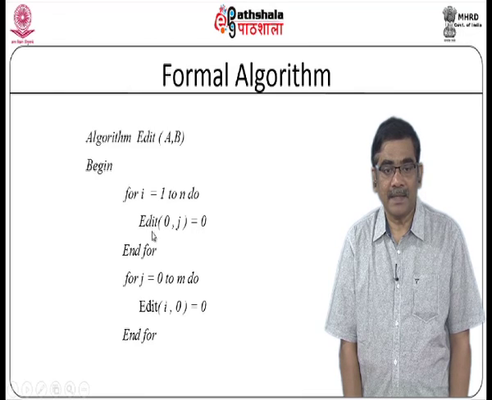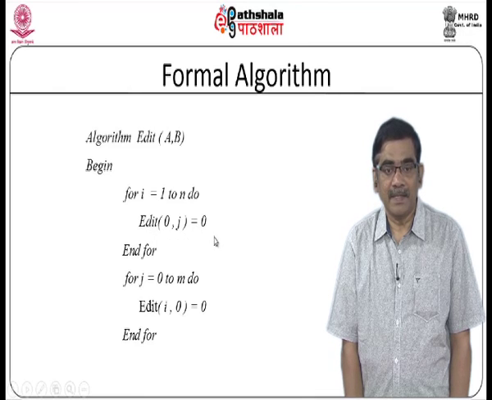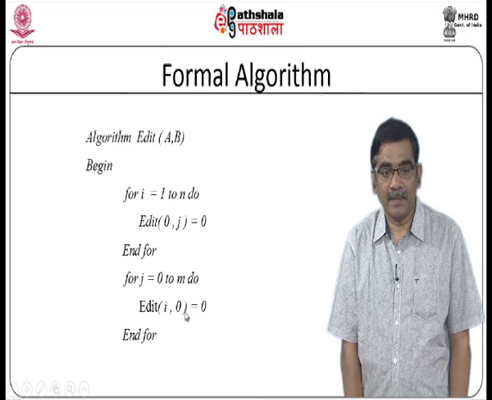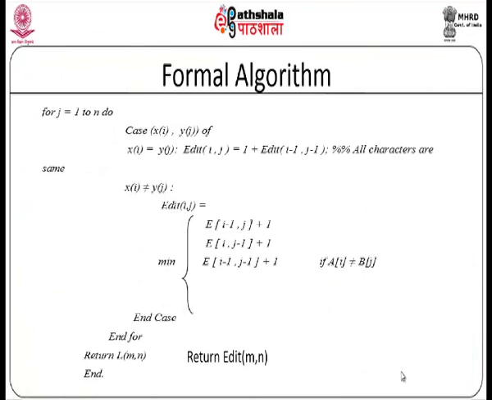You can see that edit of 0 comma j is going to be j, and edit of i comma 0 is going to be i; these are all the initializations. Here I am going to check whether the characters are the same or not. Based on that, using the recursive formulation, I am going to enter all the values into the table. Finally, when the algorithm ends, the entry E of m comma n is going to contain the value. That is what I am going to return as the result.